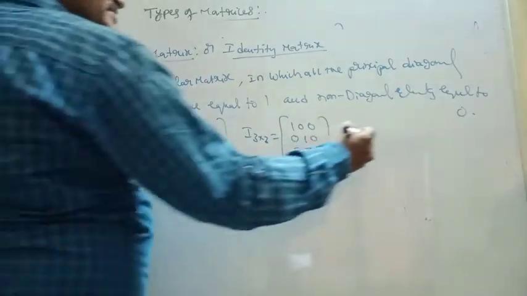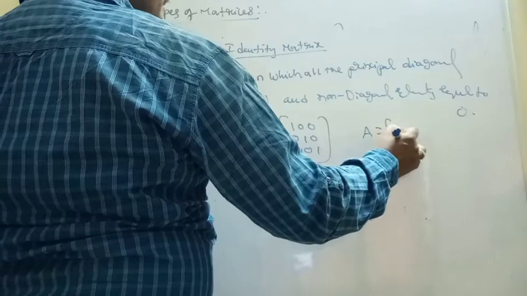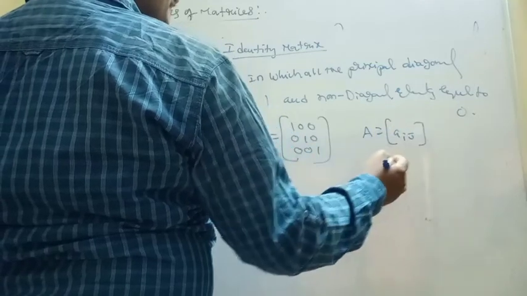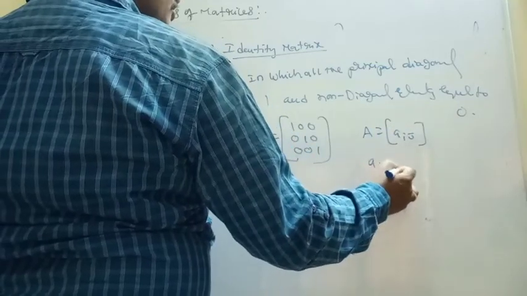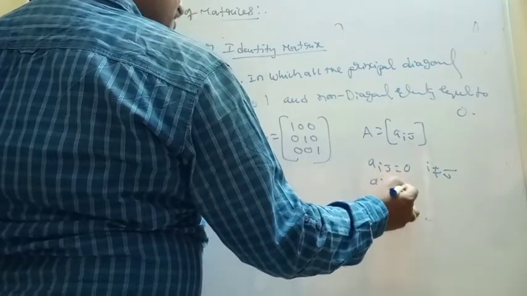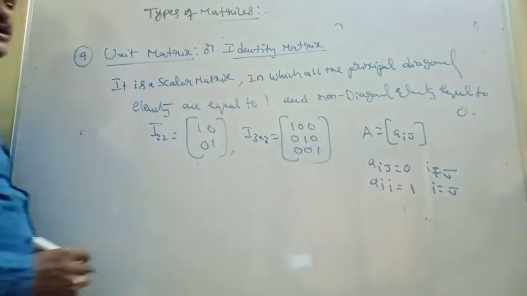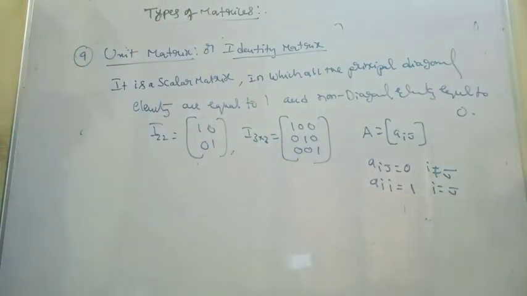This is precisely how we define it as Aij. The matrix A is Aij such that Aij is equal to 0 when i is not equal to j, and Aii is equal to 1 when i equals j. In this way, you will be defining the diagonal and unit matrix. This is the way we will define the unit matrix, my dear students.